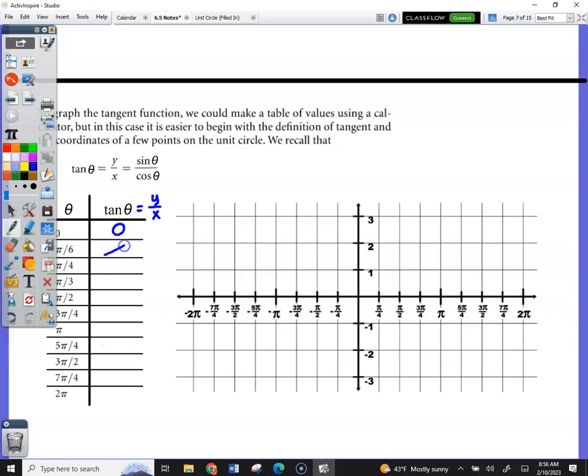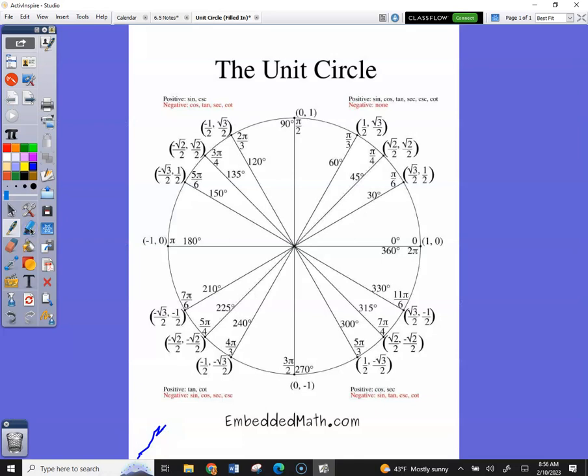We are going to skip pi over 6. Let's hit the 45-degree markers because those are really easy numbers. If I divide y over x at pi over 4, I'm dividing the exact same number. Right here, I'm dividing these numbers. Don't actually divide them. They're the same exact numbers, so it's going to be 1, which is why we wanted to hit that one because it's nice and easy.